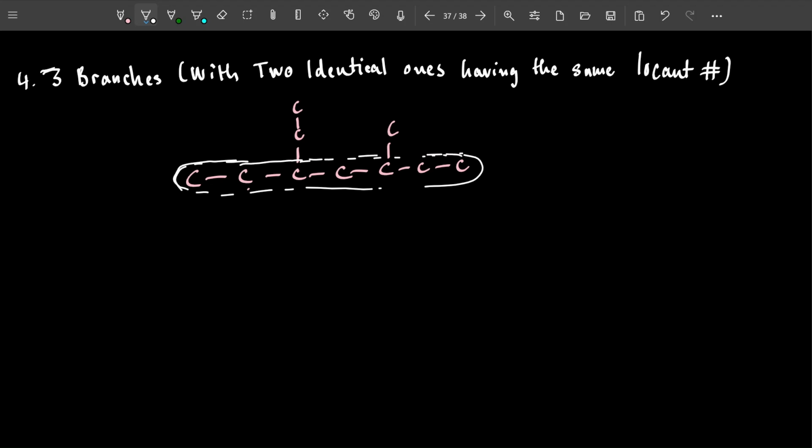Now, what do I do now? I want to choose how to number. I want to be able to number, right?